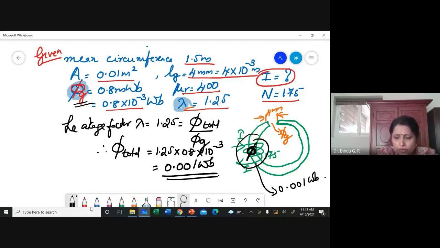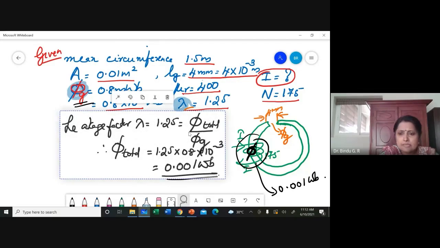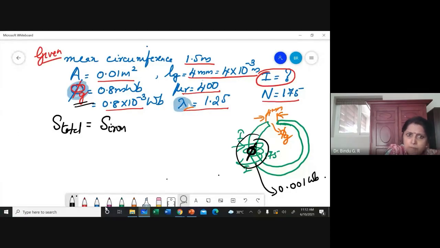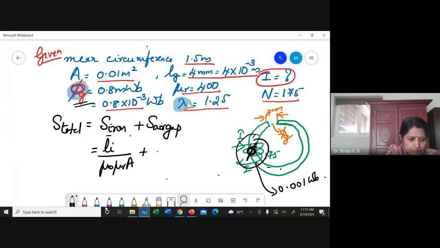So as before, what you are going to do now is find out the total reluctance. How will you find out the total reluctance? S total is equal to S of iron plus S of air gap, that is equal to Li by mu 0 mu r into A plus Lg by mu 0 into A.